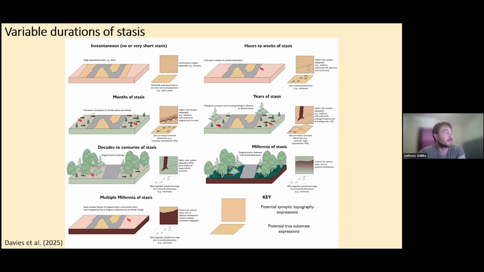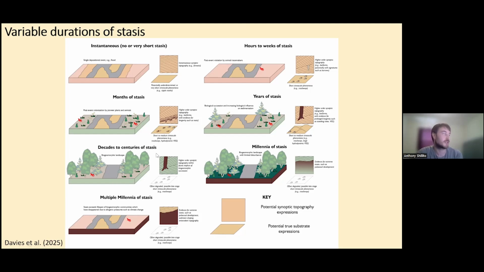As you go to months or years of stasis, you start to see higher order sedimentological signatures and things that require much more longevity. We might see more evidence of roots or plants growing. And this is when we start seeing life signatures that may not be co-occurring together.